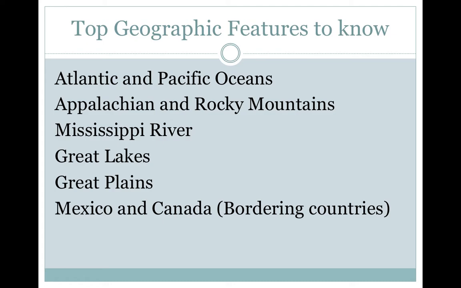The top geographic features you need to know for the United States history regions are the Atlantic Ocean, the Pacific Ocean, the Appalachian and the Rocky Mountains, the Mississippi River, the Great Lakes, Great Plains, and our border countries, which are Mexico and Canada.